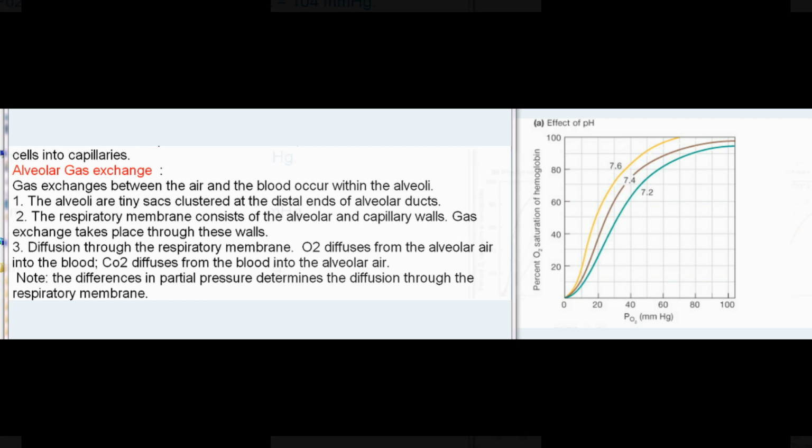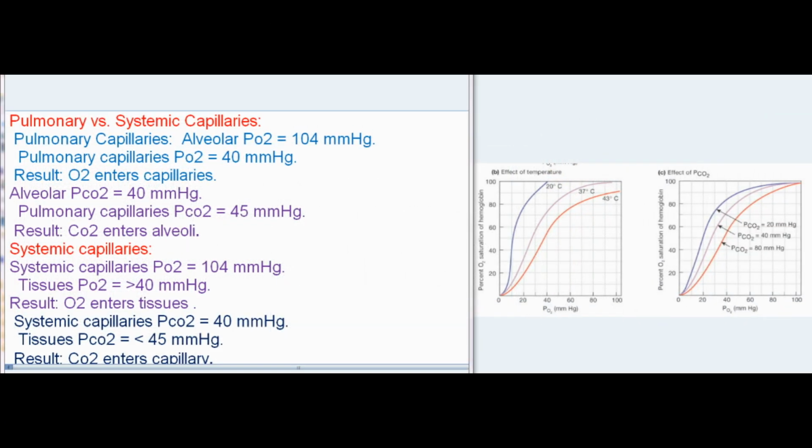Pulmonary versus systemic capillaries. Pulmonary capillaries: alveolar PO2 equals 104 mmHg. Pulmonary capillaries PO2 equals 40 mmHg. Result, O2 enters capillaries. Alveolar PCO2 equals 40 mmHg. Pulmonary capillaries PCO2 equals 45 mmHg. Result, CO2 enters alveoli.